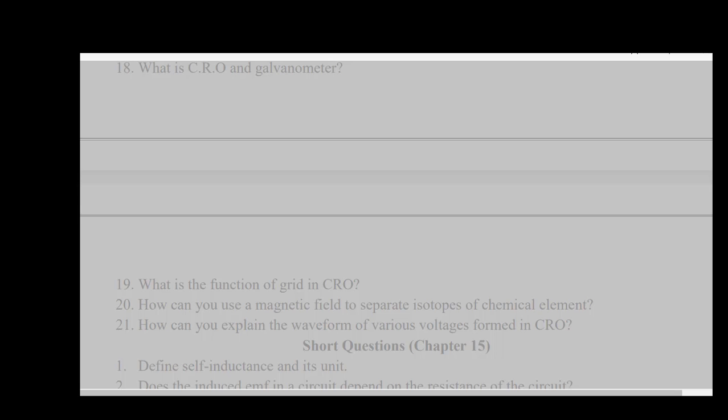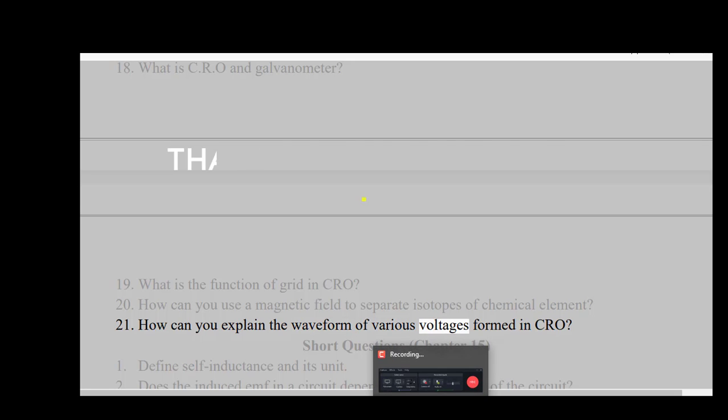18. What is C.R.O. and galvanometer? 19. What is the function of the grid in CRO? 20. How can you use a magnetic field to separate isotopes of a chemical element? 21. How can you explain the waveform of various voltages formed in CRO?